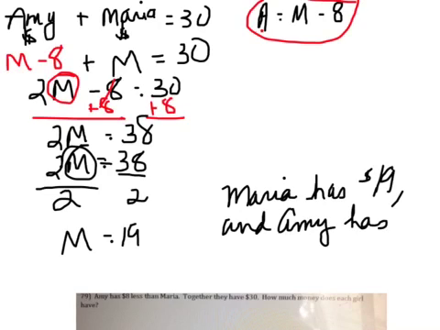And so then how much would Amy have? She has Maria minus 8. So what you're doing is you're plugging in 19 for how much Maria has. 19 minus 8 is $11. I'll try to get that where you can read it. Unfortunately, this is what the iPad picks up. But Amy has $11. All we had to do was plug that in.